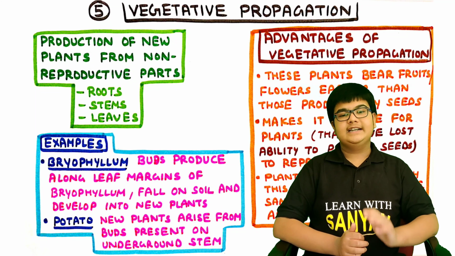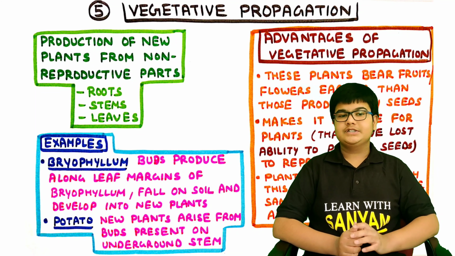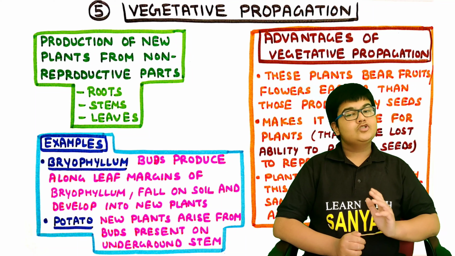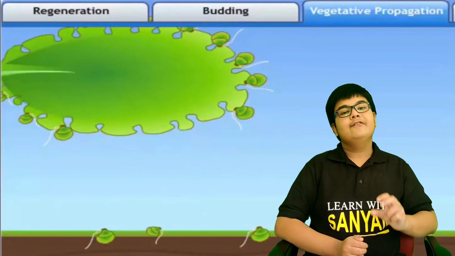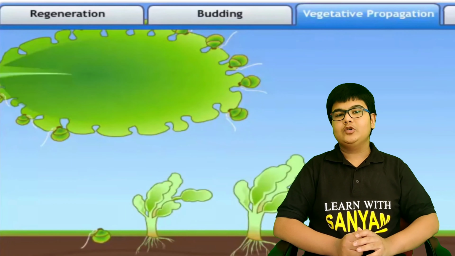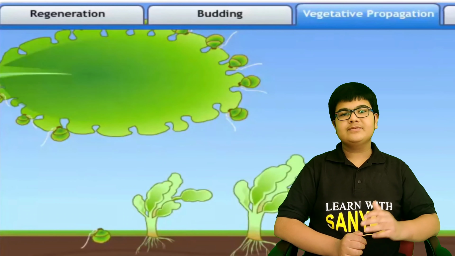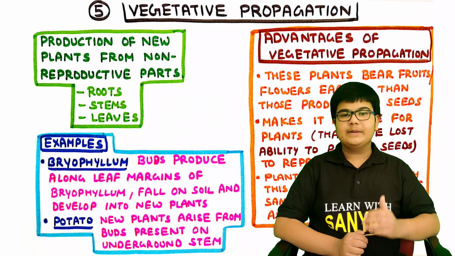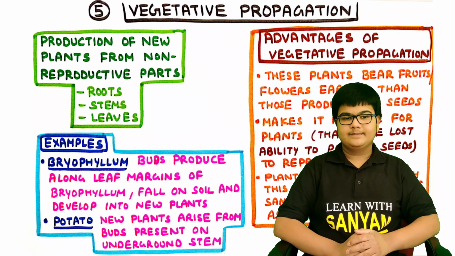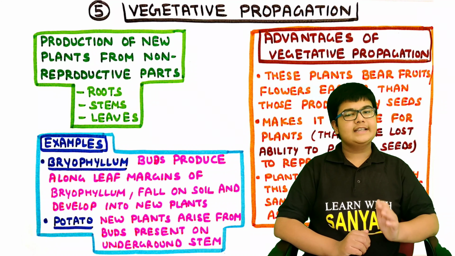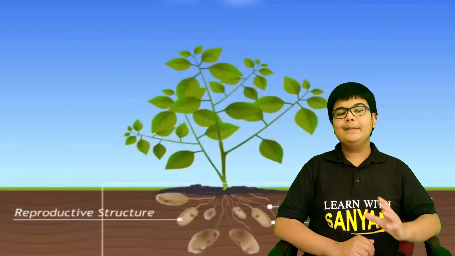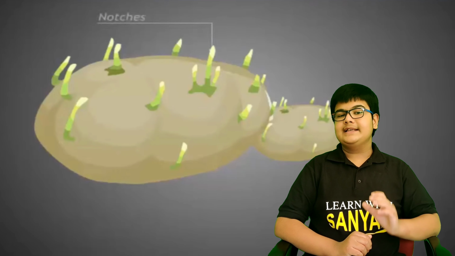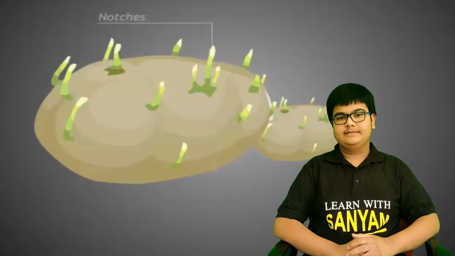Examples of vegetative propagation. First, bryophyllum. In bryophyllum, the buds produced along the leaf margins fall on the soil and develop into new plants. So in this way, bryophyllum is able to reproduce through its leaves. Another important example is potato. In potato, new plants arise from the buds present on the underground stem.